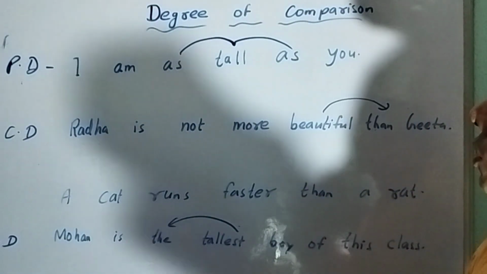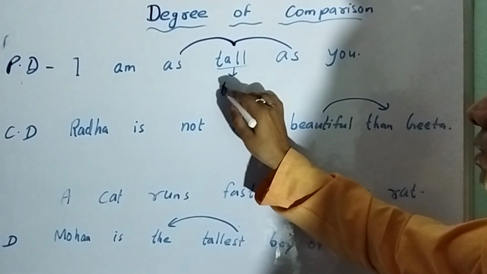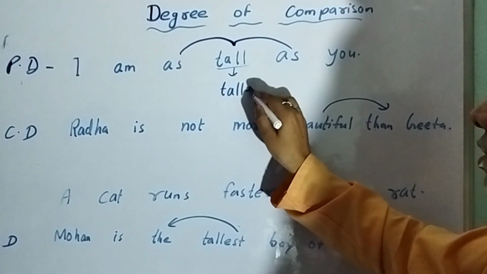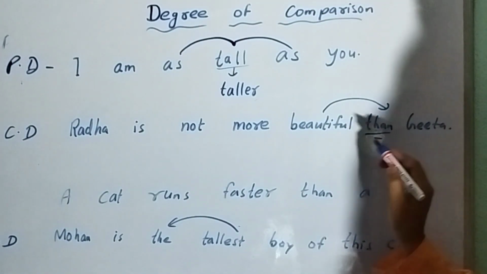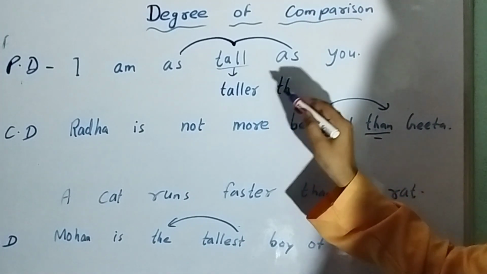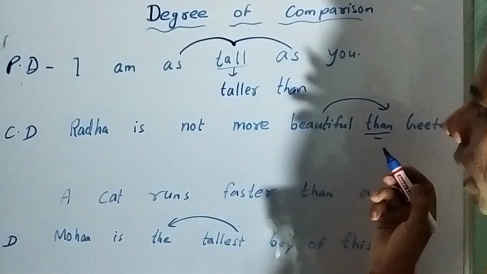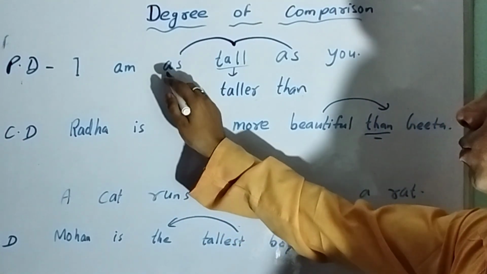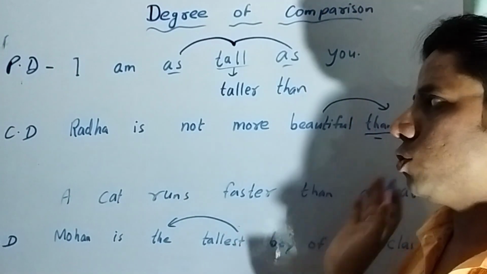Okay, now I am telling you how you will change the sentence from positive to comparative. At first you should change this form, that means tall to the comparative degree, and the comparative degree of tall is taller. After that you should use than when you are converting the sentence from positive degree to comparative. After that you should remove these two words from here, as or so as, whatever you see here. You have to remove these two words from there.